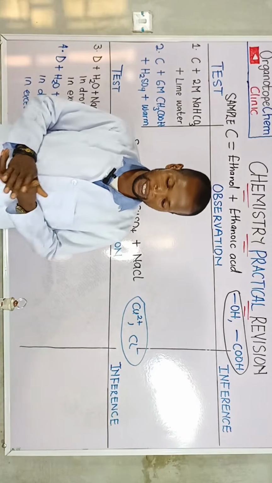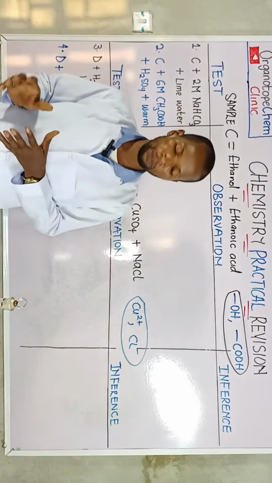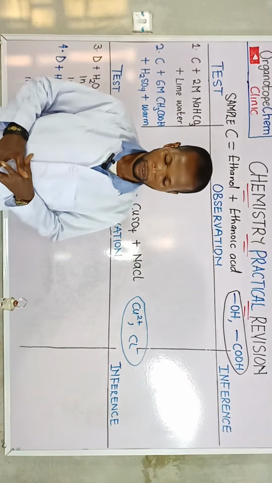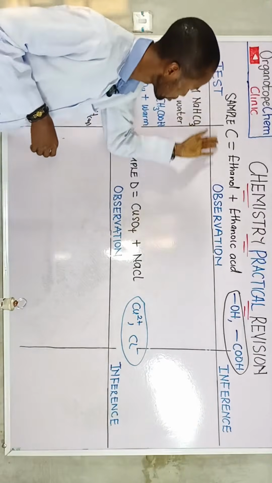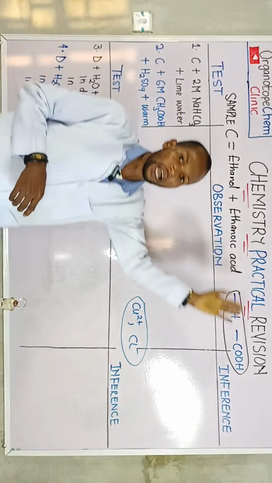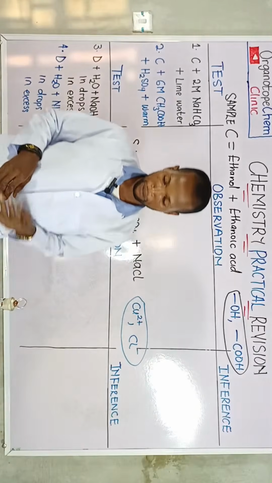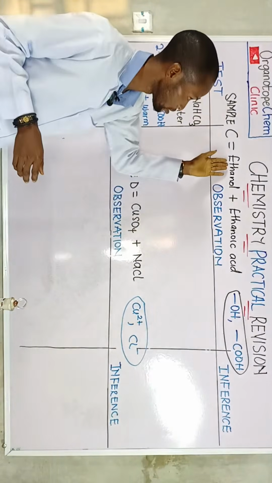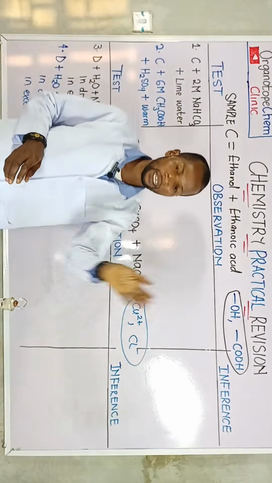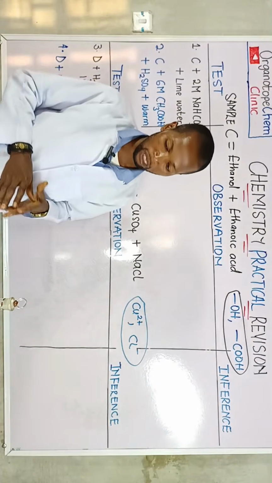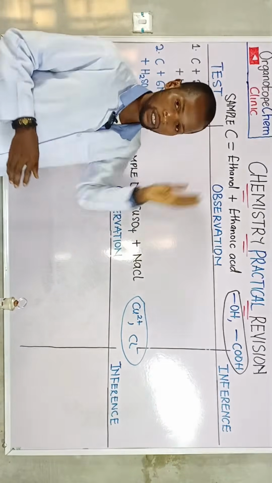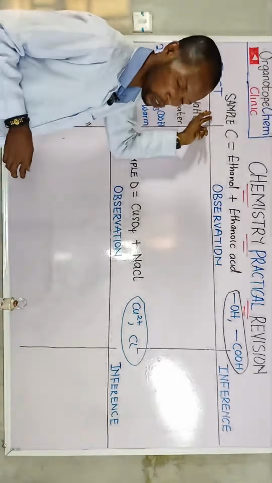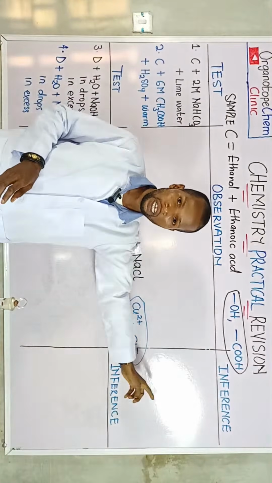Carry out the following tests on sample C. Record your tests, observation, and inference. Again, C is a mixture of two organic compounds. That's ethanol and ethanoic acid. Carry out the following test on sample C. Record your tests. That's the first column, observation, inference.